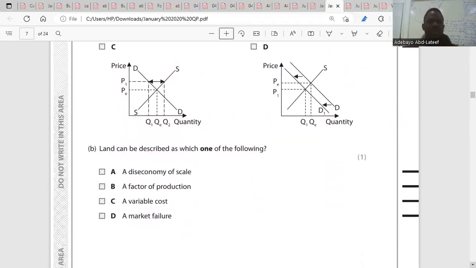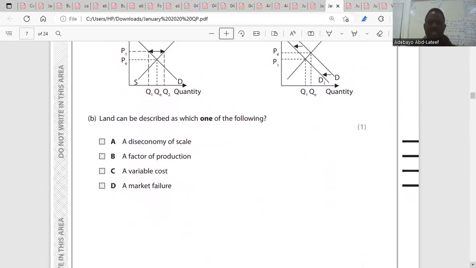All right. B, it said land can be described as which one of the following? Before we go into the options, land is a factor of production and it is fixed in nature. Please put that in your mind. The question in the exam might not be coming as this, but another question that could come about land is explain land, define land.